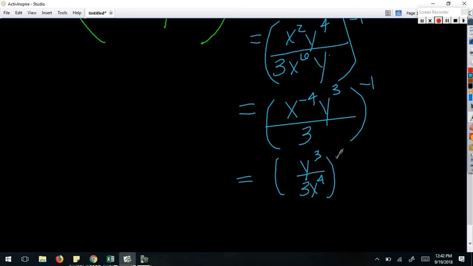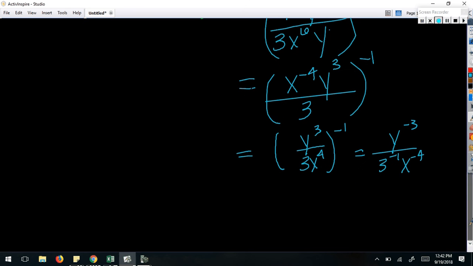3x^4. Now I've got this -1, which is going to go to everybody. I'm kind of out of room here. y^-3, 3^-1, x^-4. So everybody swaps places, essentially. So I end up with 3x^4 over y cubed. And I am done. How do I know I'm done? I look through there and I think about my properties of exponents, and there's not one single property I can still apply to that, which means I can't simplify it any further.